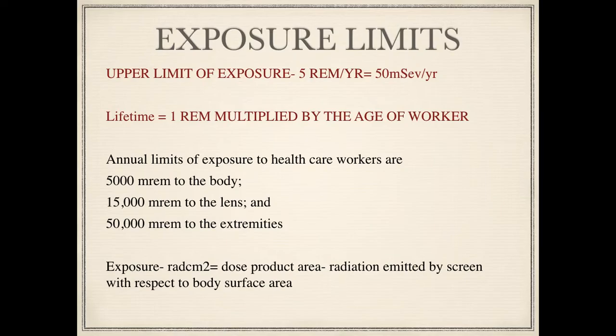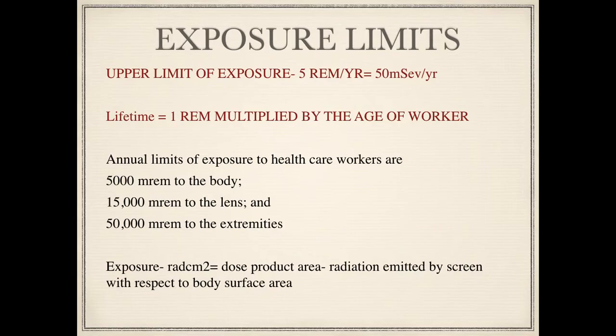Now, it's important to understand that the exposure limits for harmful effects can be different for different parts of the body. Like the lens might have a different threshold to get affected compared to the extremities, compared to the organs of the body. So the limits would vary depending upon what structure we are talking about. If we are talking about lifetime exposure for a professional, it's approximately 1 rem multiplied by the age of the worker. So if I'm 40 years old, my exposure till that time should be about 40 rems, not more than that.